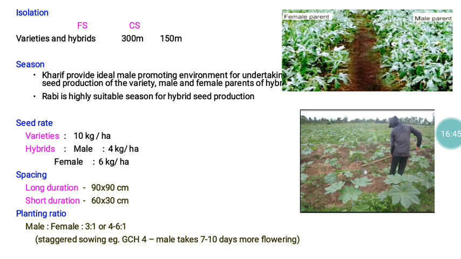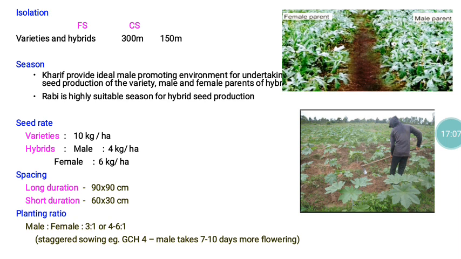Regarding the season, the Kharif season is normally ideal for male promoting environment. During that time we can go for varietal multiplication, and male and female parental line multiplication. Rabi is the right time for hybrid seed production. So Rabi is recommended for hybrid seed production.